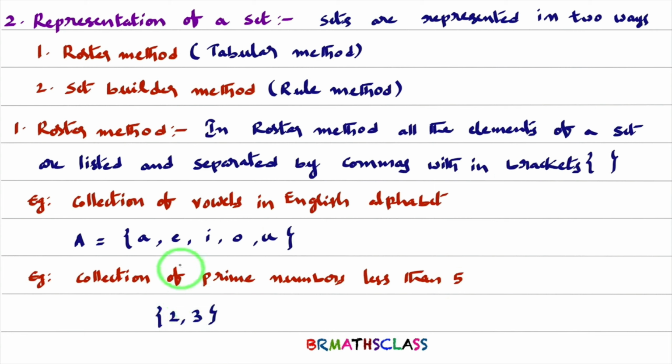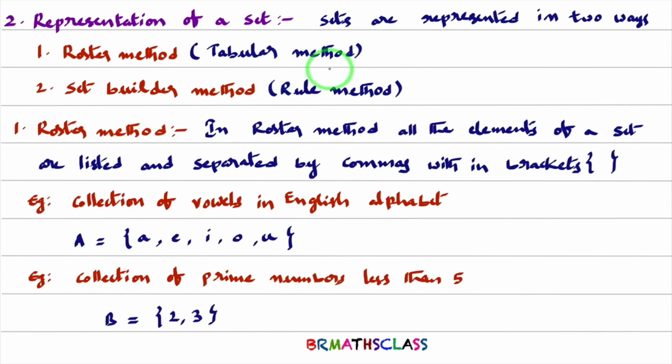So this is the representation of this set in which method? Roster method. Generally sets are denoted by capital letters, so I can represent this set like this. This type of representation of a set is known as roster method, which is also known as tabular method.